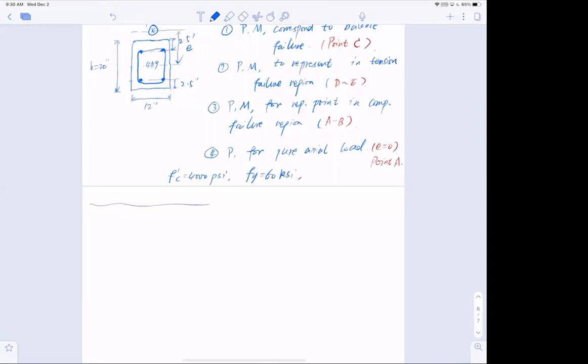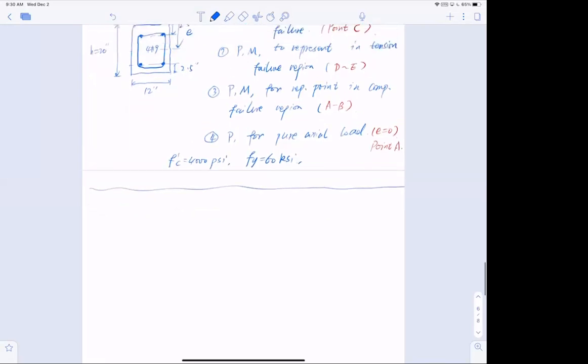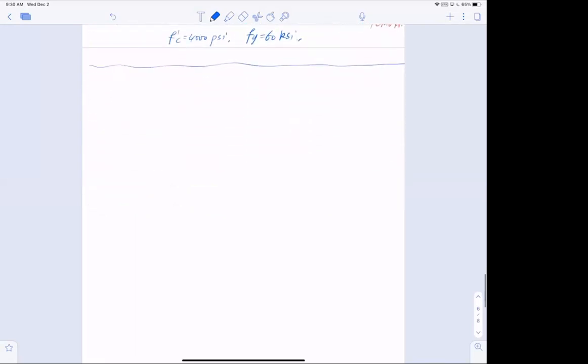So this is all we know, and we need to find these points. Now, first things first, let me draw the section again. I have this section right here, and let me just omit the stirrups and only leave the number 9 bars at the corners.